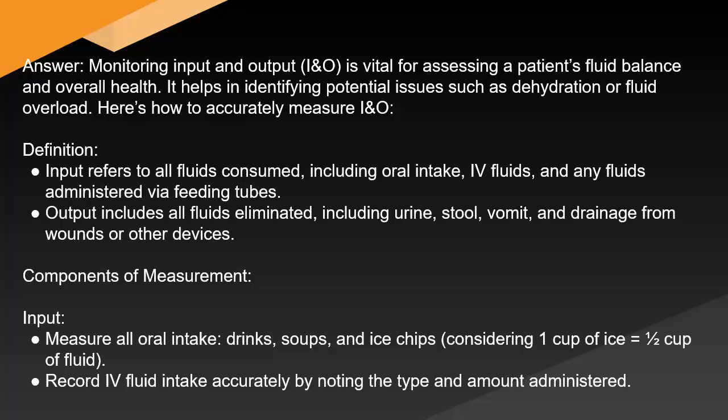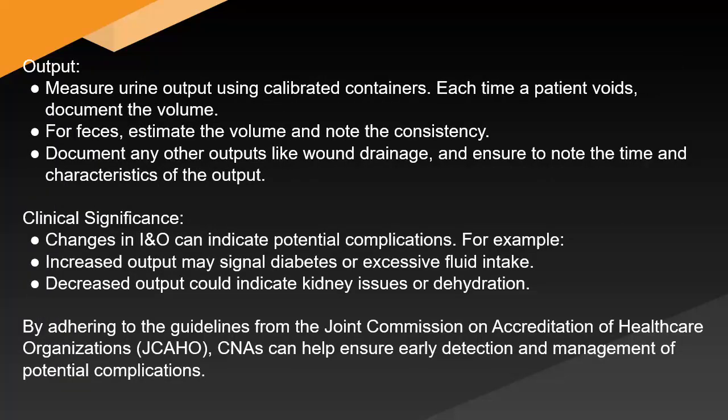Components of measurement: input, measure all oral intake, drinks, soups, and ice chips, considering 1 cup of ice equals 1/2 cup of fluid. Record IV fluid intake accurately by noting the type and amount administered. Output, measure urine output using calibrated containers. Each time a patient voids, document the volume. For feces, estimate the volume and note the consistency. Document any other outputs like wound drainage and ensure to note the time and characteristics of the output.